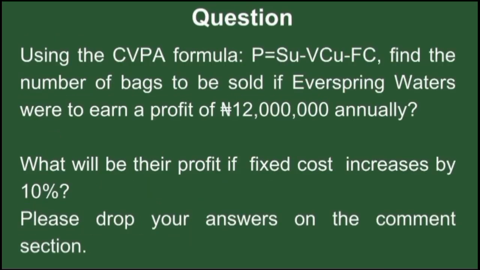All right, so at this point, I think I should engage you with a question. Please pay attention to the question on cost volume profit analysis. Using the CVP formula, P equal to SU less VCU less FC, find the number of bags to be sold if Everspring Waters were to earn a profit of 12 million naira annually. Two, what will be the profit if fixed cost increases by 10%?